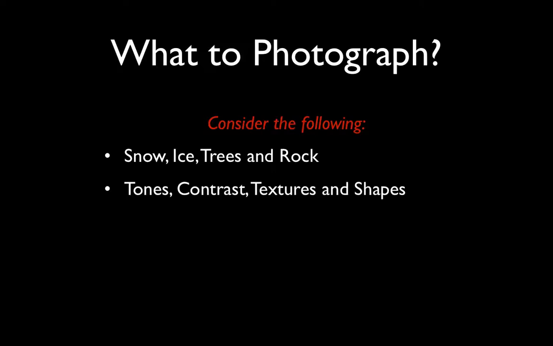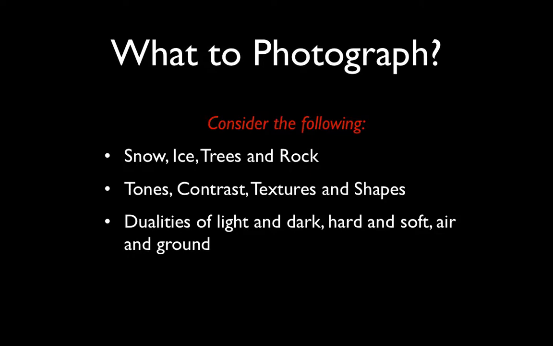Textures. There's plenty of texture in tree trunks, for instance. Shapes. The trees cut interesting shapes against the white snow. Dualities, or opposites, of light and dark, hard and soft, air and ground. Air and ground clearly would be, up in the mountains. Hard and soft could be seen to be the rocks and trees versus the snow. Light and dark, the light tonalities of the snow and ice against the dark tonalities of the trees and rocks.